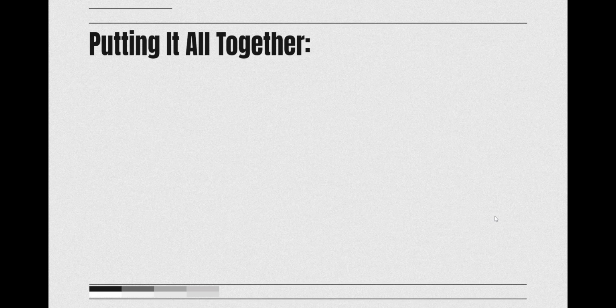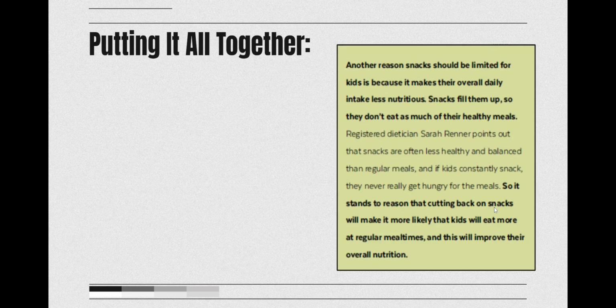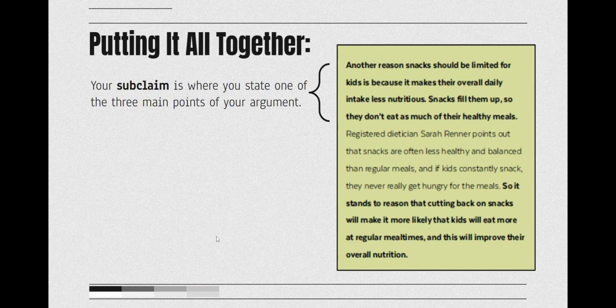Now, if we put everything together, we want to make sure that we're weaving those quotes or paraphrases or summaries into our essay properly, and also making sure that our language works together and we're not just dropping quotes in the middle of a paragraph, right? So if we look at this example here, let's take a moment and try and figure out what this top part is. If you said that was a subclaim, you're correct. Your subclaim is where you're stating one of the 3 main points of your argument.